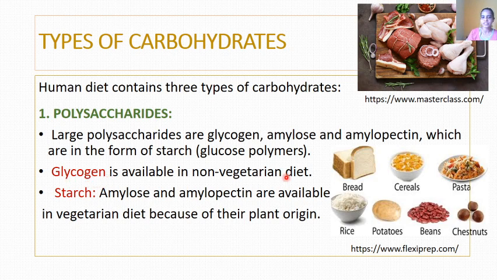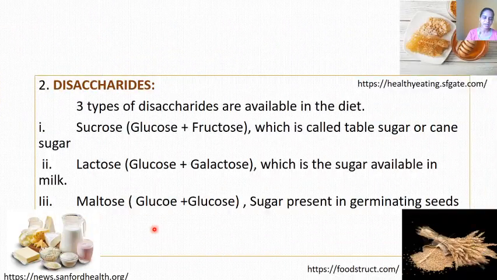One is glycogen. These are present in the non-vegetarian diet. They are actually the storage carbohydrates in animals, and starch is a storage carbohydrate in plants. So any plant source will have starch, and most of the animal sources will have glycogen stored in them. Okay, so these two are the polysaccharides that are available in our diet.